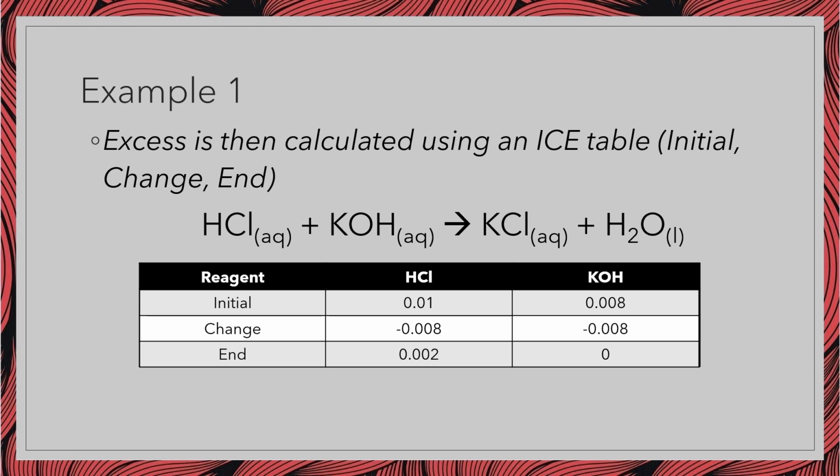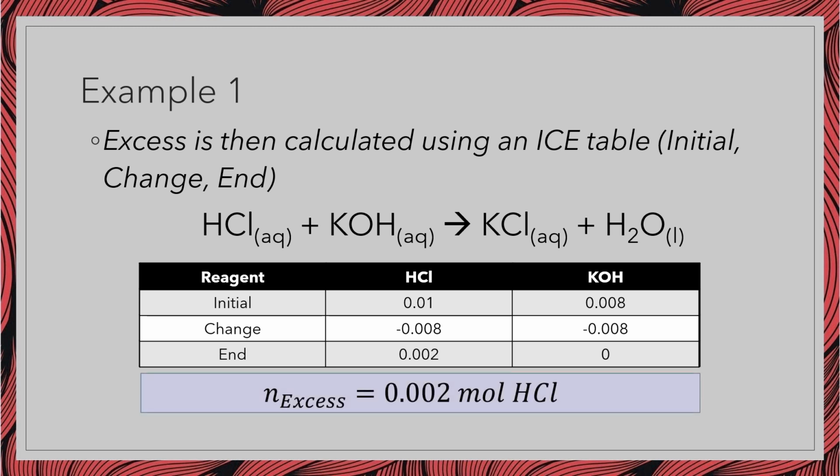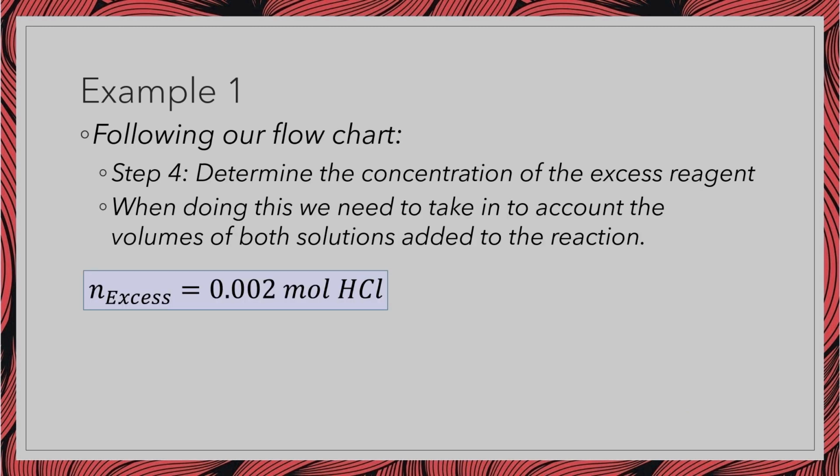It also tells us exactly how much is left at the end. So we're going to be left with an excess of 0.002 moles of HCl. Okay, so that's our n excess.